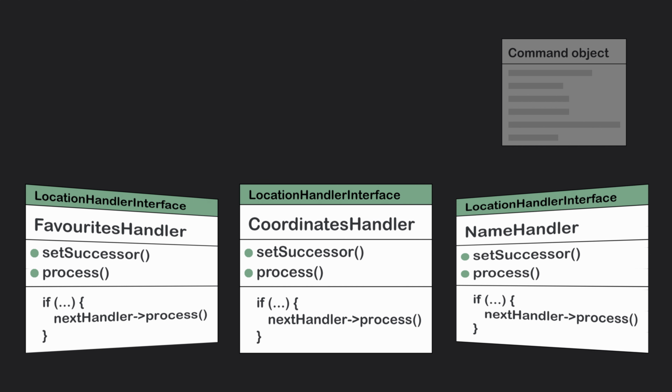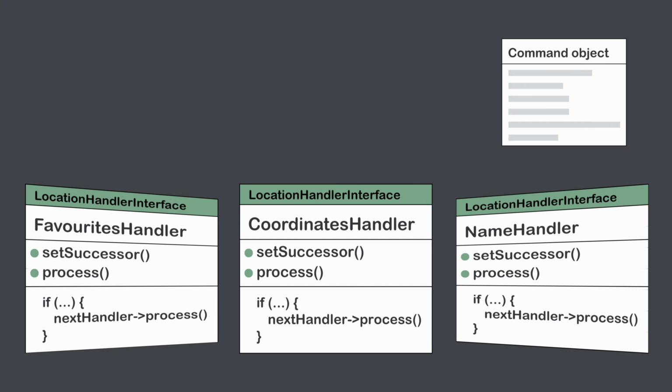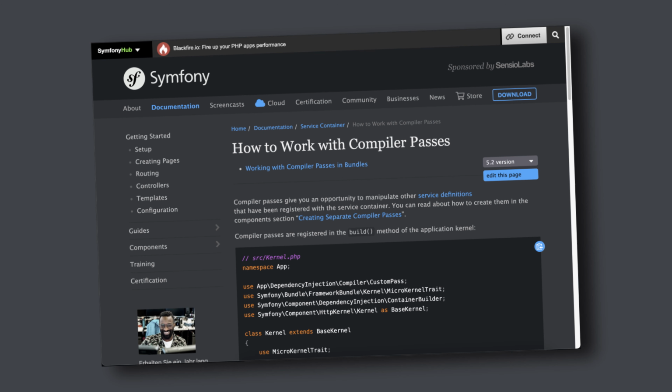We should write a compiler pass to work with service definition before service will be assembled in Symfony container during bootstrapping of application. You can read more information about compiler pass in the official Symfony documentation.